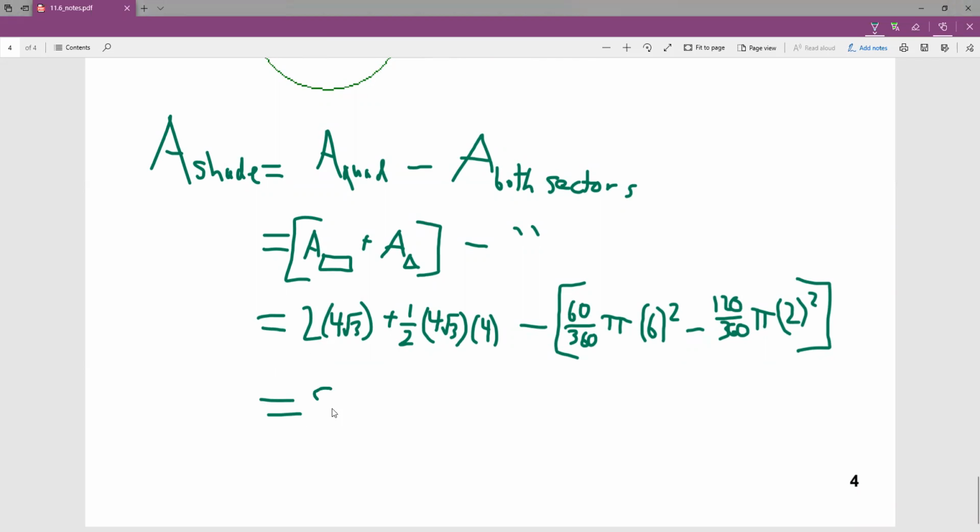So this is going to be 8 root 3. This is going to be 8 root 3 as well. So 4 times 4 is 16, 16 divided by 2 is 8, and then we have this root 3, so 8 root 3 as well. Minus, okay, this is going to be a little bit more work. 60 divided by 360 is 1/6, times pi, and then 6 squared is 36. So 36 divided by 6 is 6. So this is going to be 6 pi.